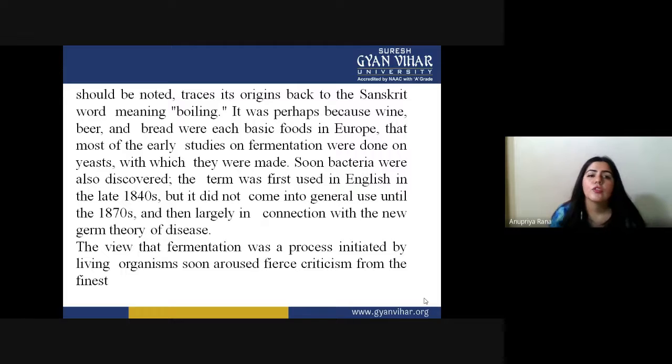The word yeast, it should be noted, traces its origin back to a Sanskrit word meaning boiling. So basically, when we see where it comes from, it was from a Sanskrit word meaning boiling. Perhaps because wine, beer, and bread were each basic foods in Europe, most of the early studies on fermentation were done on the yeast with which they were made. Soon bacteria were also discovered. The term was first used in English in the late 1840s, but it did not come into general use until the 1870s, and then largely in connection with the new germ theory of disease.